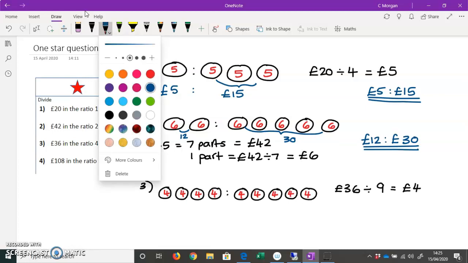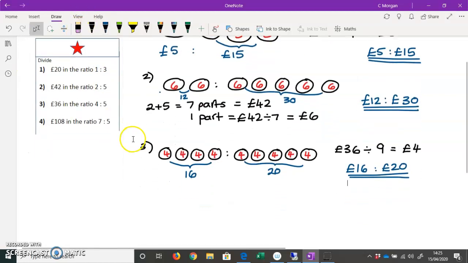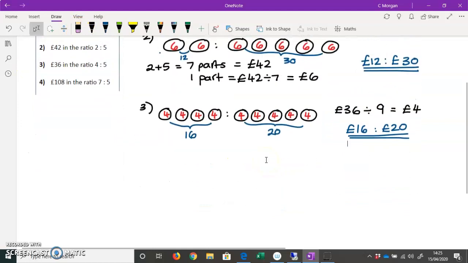And I think I've got on the left hand side 4 4s, which are £16. And on the right hand side I've got 1, 2, 3, 4, 5 lots of 4, which is 20. So I think my answer is going to be £16 to £20, and I keep it in that order. My last question is £108 in the ratio 7 to 5. Now I've got a bit more screen, I should find this easier.